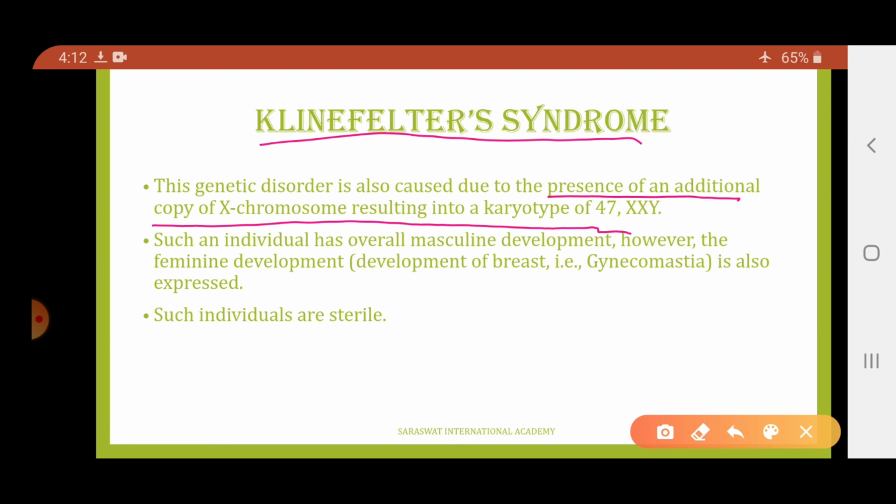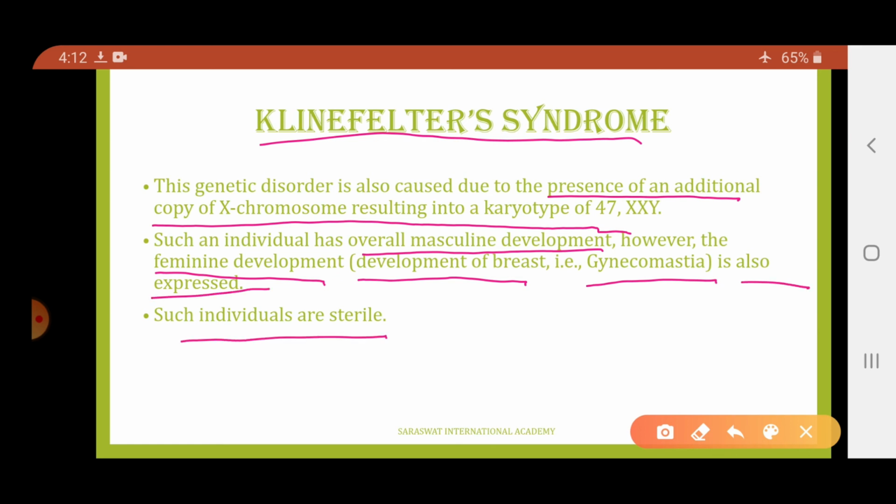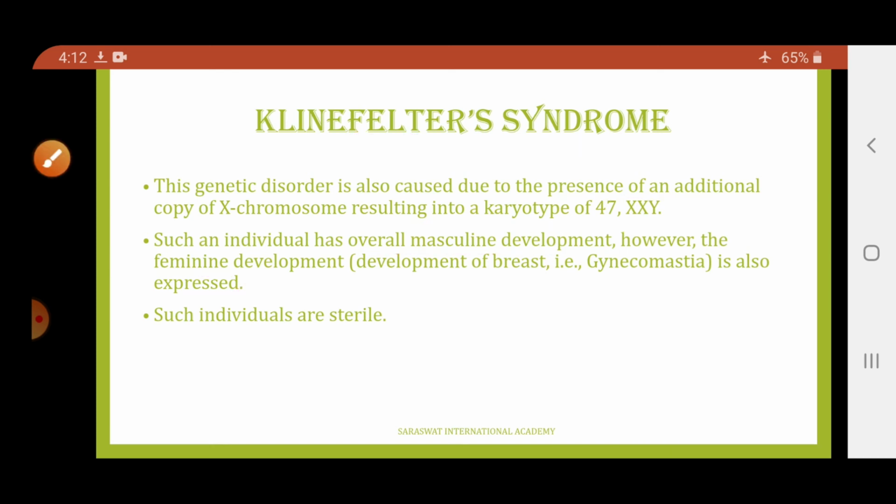Now such an individual has an overall masculine development, वो दिखेगा masculine, but however the feminine development, that is development of the breast, which is called gynecomastia, is also expressed, and individuals are sterile. Sterile यानी उनमें gametes का formation नहीं होगा, स्पर्म्स का फॉर्मेशन नहीं होगा. सो क्लाइनफेल्टर सिंड्रोम, इट इज़ द ट्राइसोमी ऑफ द एक्स क्रोमोसोम इन द मेल्स. एक एडिशनल एक्स क्रोमोसोम मेल्स में आ जाए.